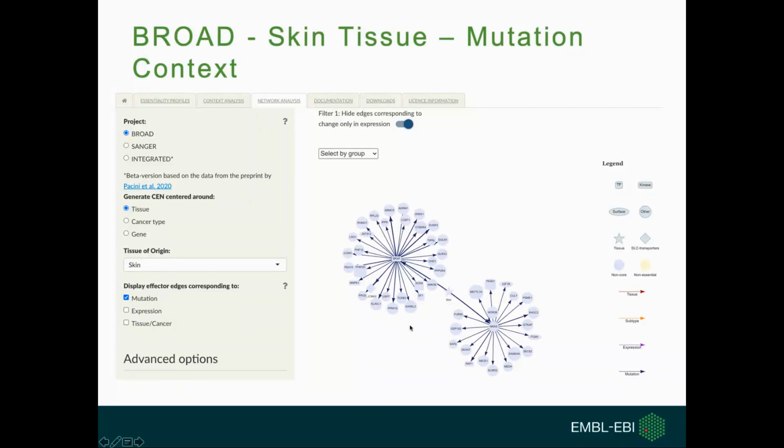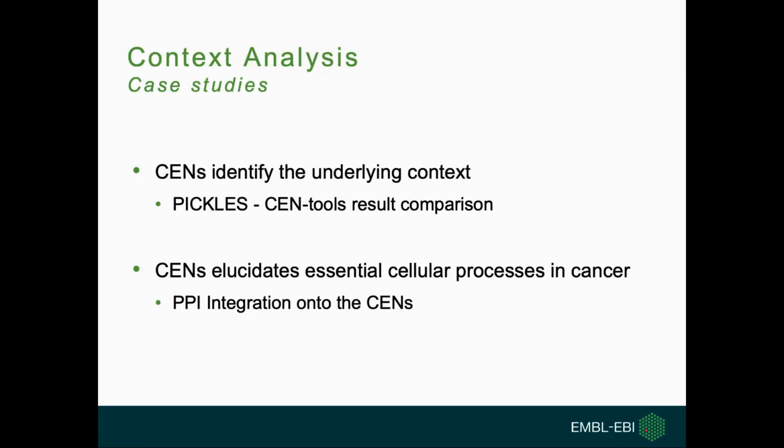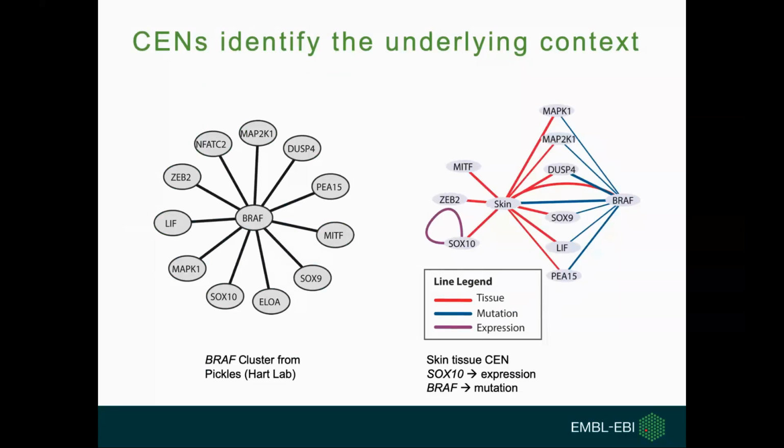So these are examples, but now, okay, we created it, but what is the importance of this finding? I will only show two examples. One is the CEN-tools to PICKLES result comparison, and the other one is what if we merge the CENs with the known protein-protein interactions, whether it gives us any signaling-based results. So the first one is the comparison.